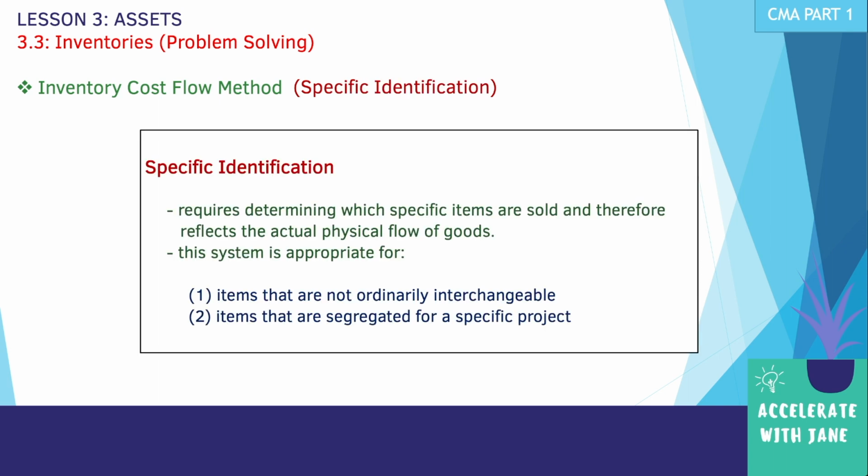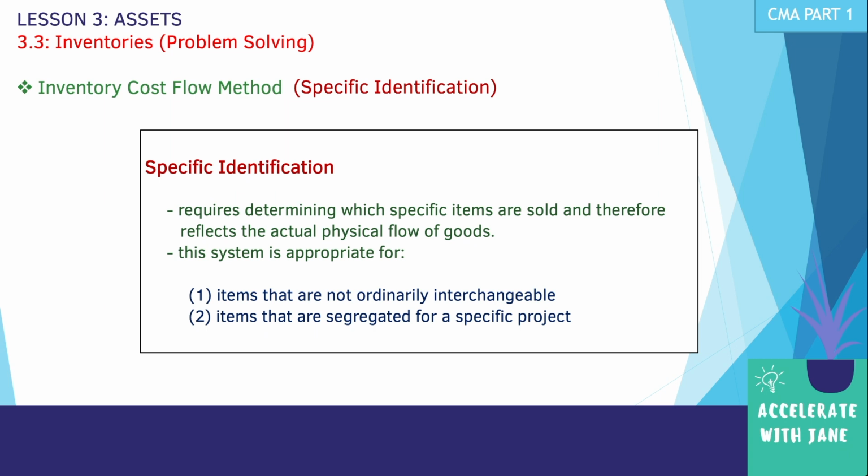So specific identification requires determining which specific items are sold and therefore reflects the actual physical flow of goods. So when do we use specific identification? This inventory system or cost flow method is appropriate, first, when the items are not ordinarily interchangeable, meaning the inventory items cannot be interchanged. Second, when the items are segregated for a specific project.